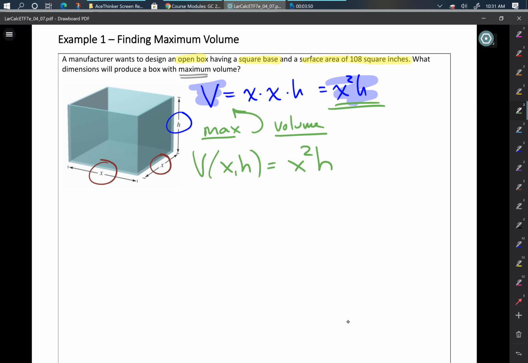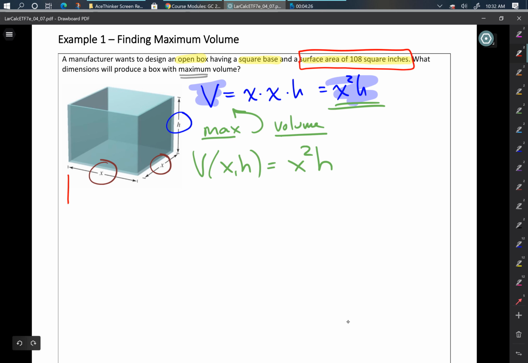There are lots of names for this approach, but basically we're going to go back into the problem and look around for some other requirement, some other restriction, some other characteristic of this box that we can use to perform a substitution of variables to turn two variables into one variable. That is going to be hidden in here. It's the only piece we haven't used yet. It says that the surface area of this box has to be exactly 108 square inches.